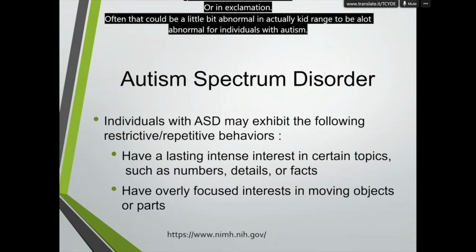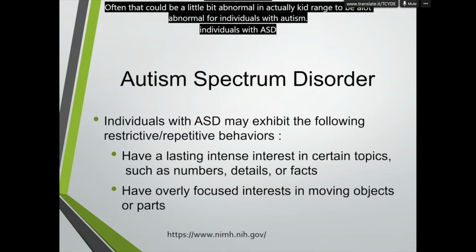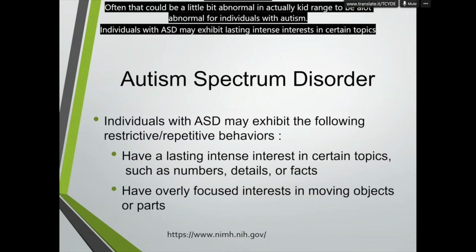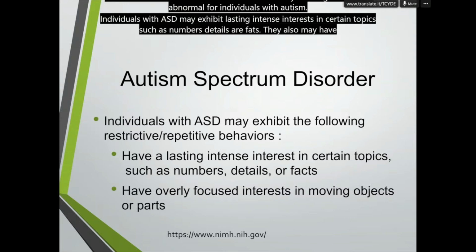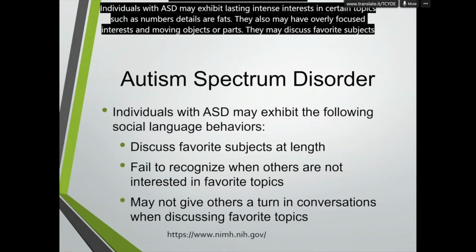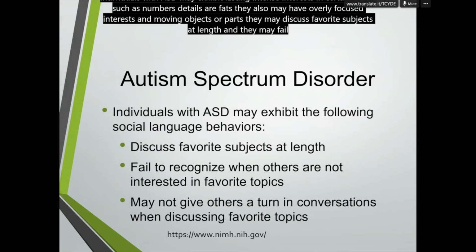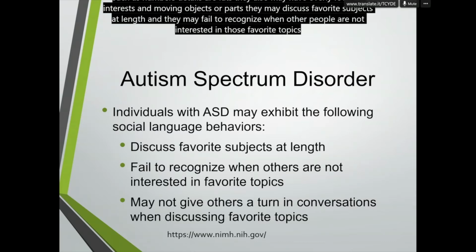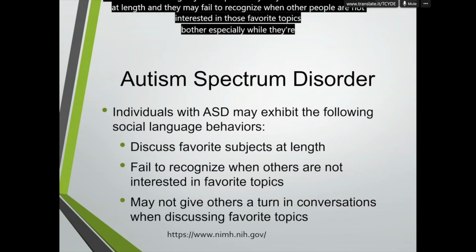Individuals with ASD may exhibit lasting, intense interests in certain topics, such as numbers, details, or facts. They also may have overly focused interests in moving objects or parts. They may discuss favorite subjects at length, and they may fail to recognize when other people are not interested in those favorite topics. Especially while they're talking about their favorite topics, they may not give others a turn in conversation.